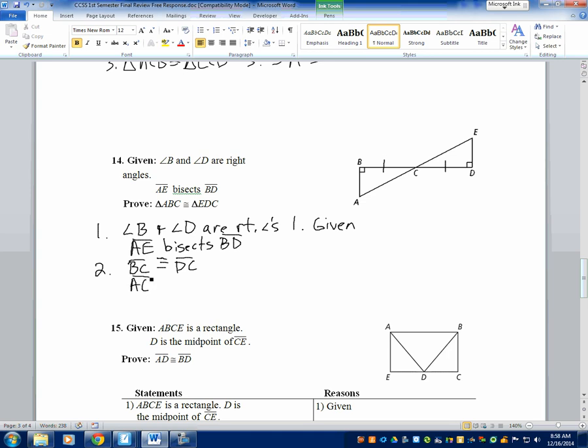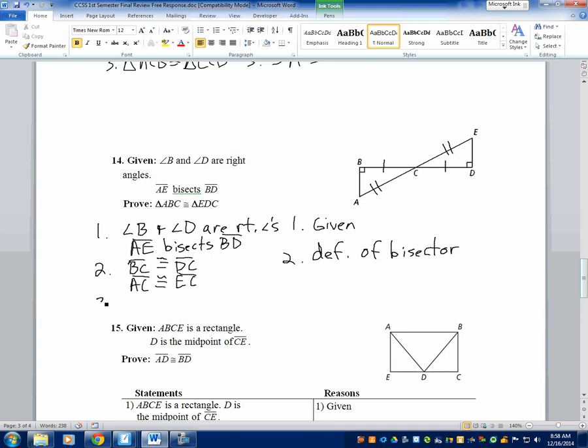AC is congruent to EC by what part of the given? It's just definition of bisector, yeah. Definition of bisector. It's a segment bisector. That makes C the midpoint. If you said something about C being the midpoint, I'd take that. Let's go ahead and mark AC congruent to EC as well. And then this is just like the proof before.